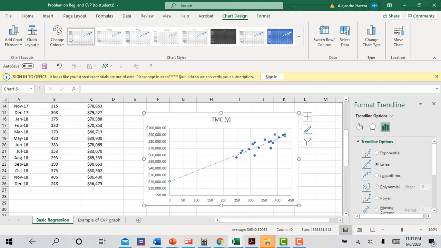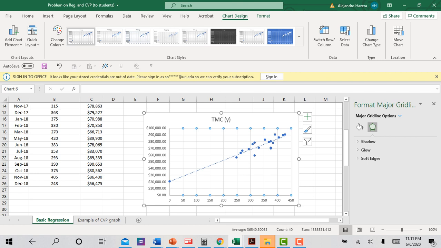Okay, so what we're going to do here is add a trend line to this, and it's linear. You want it to be linear. There it is right there. There's your trend line, and that's basically a regression line. And notice that most of the points were 250 and beyond. I put in that extra point so you could see where the fixed costs are. So that's your total cost line right there.